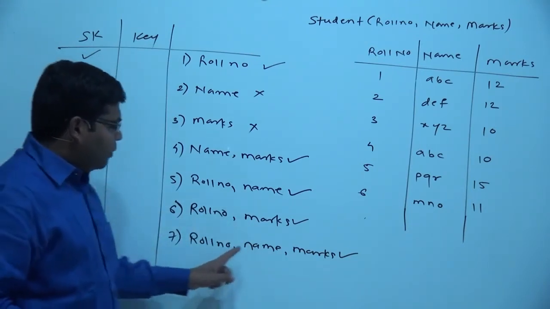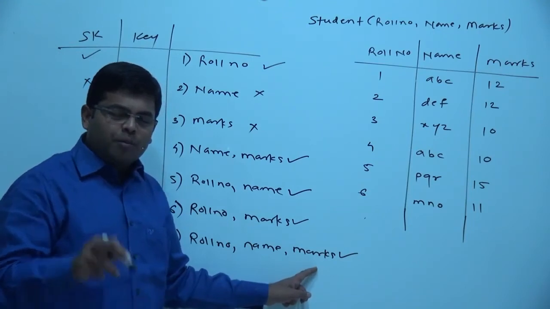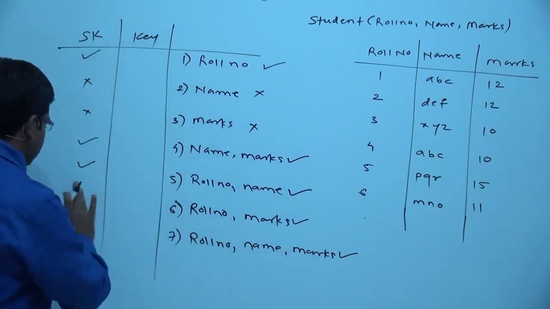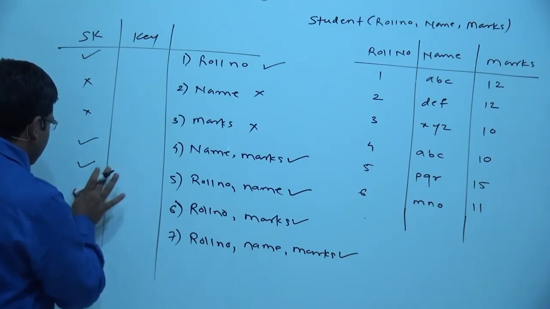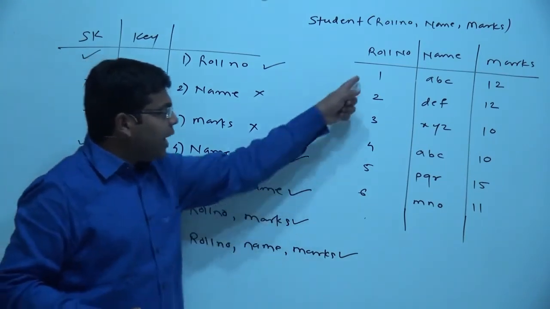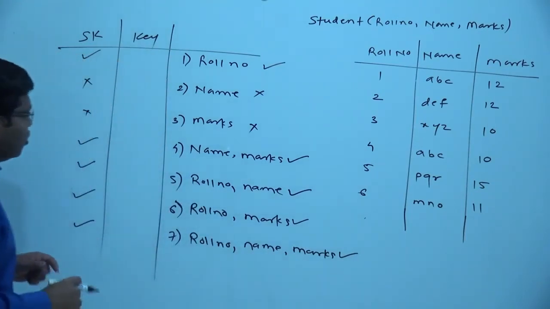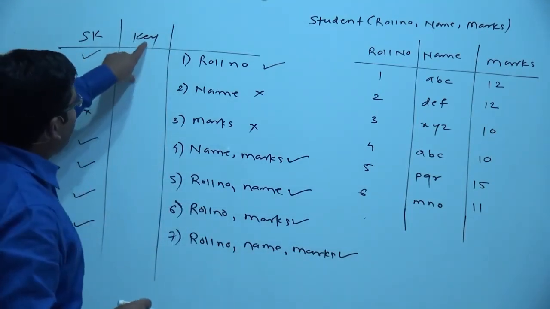And roll number, name, marks, all three attributes together make a key combination, and therefore again it can be called a super key. So what we can say is, every combination of attributes which uniquely identifies the tuples can be called a super key. Now let's see what the meaning of key is.